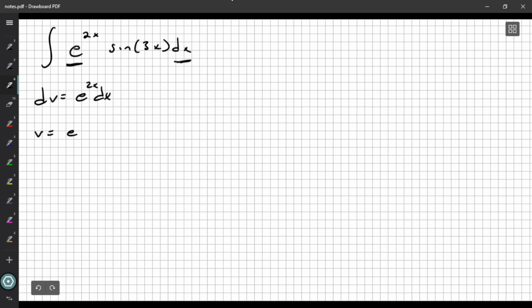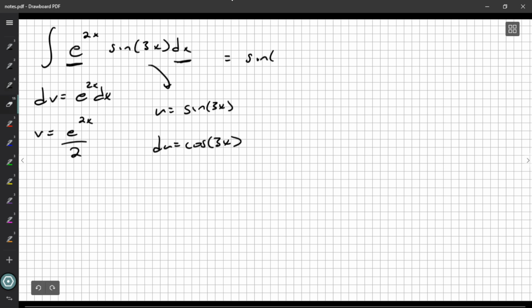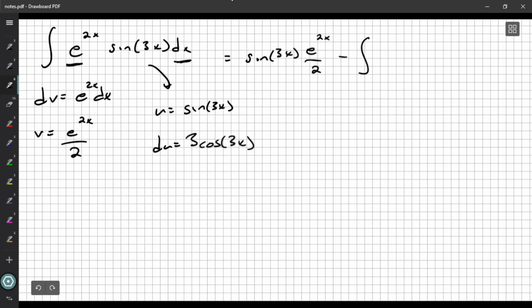And that would mean that our v is going to be e to the 2x over 2. So our u should be sine 3x. And our du, it follows, would be cos 3x. Oh, sorry, 3 cos 3x. I felt like there was something wrong there. 3 cos 3x. Alright, so it's u, so sine 3x, and then times v, and then v du.